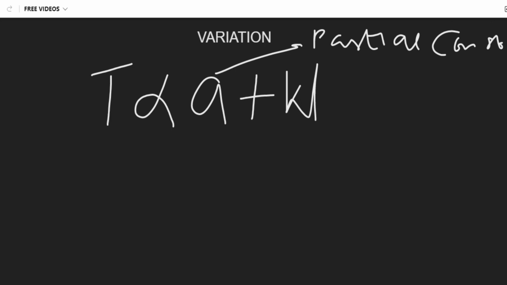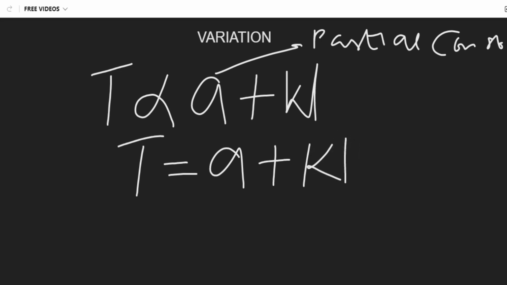Now, this A is the partial constant we are having, the first partial constant for this variable. So invariably, we can now say that T is equal to A, which is the first constant, plus another constant, which replaces the constant of proportionality, times W.